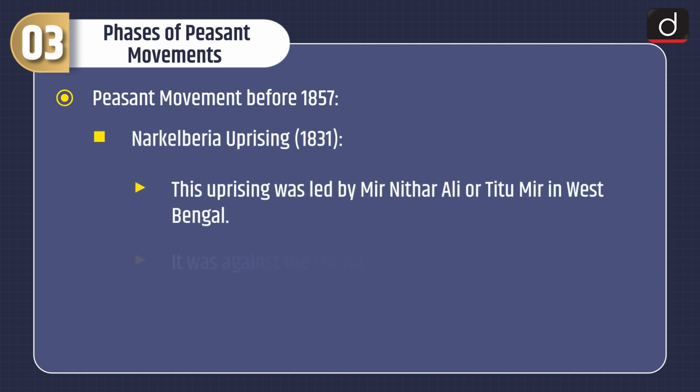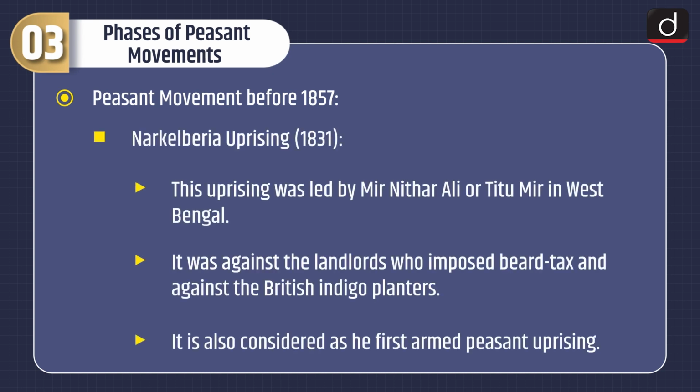First is the Titu Mir uprising of 1831. This uprising was led by Mir Nithar Ali or Titu Mir in West Bengal. It was against the landlords who imposed a beard tax and against the British indigo planters. It is also considered the first armed peasant uprising.